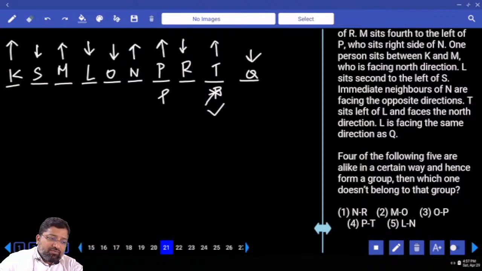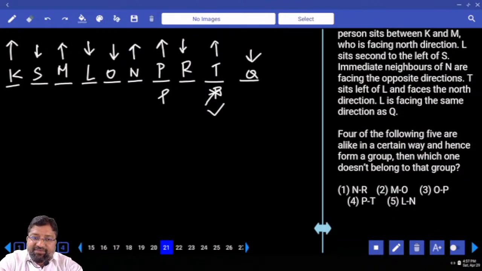Next, 4 out of the following 5 are alike in a certain way. N and R: there is a gap of 1 person and both are facing different directions. M and O, gap of 1 person, both are facing different directions. O and P, 1 person, both are facing different directions. P and T, 1 person but both are facing the same direction. L and N, gap of 1 person but they are facing different directions.